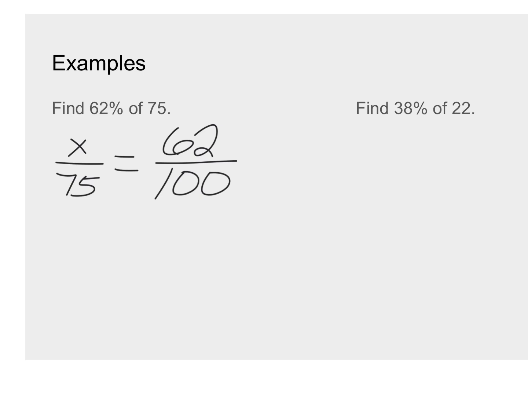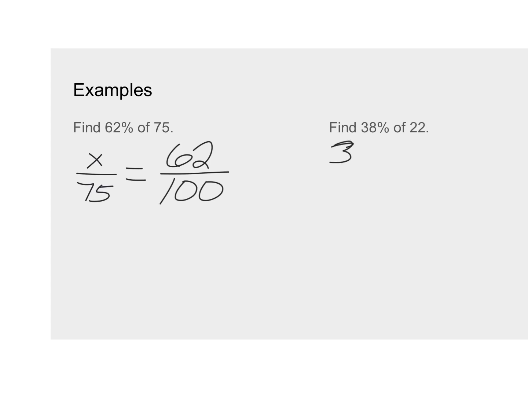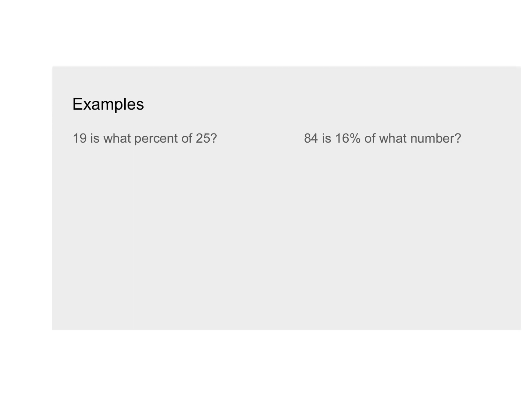Okay, go ahead and set up and solve the next one. Find 38% of 72. Okay. And then x over 72. Is that what everyone else got? Yep. Nice job. All right, what'd you get for x after you cross multiply and divide? 8.36. Everyone got 8.36? Nice job. All right, last two.